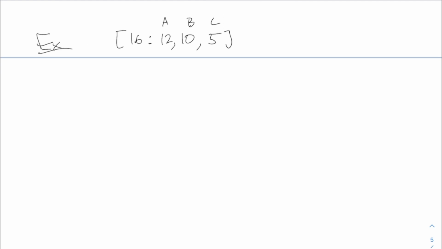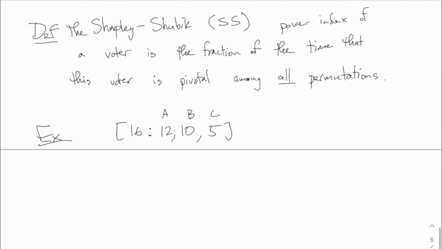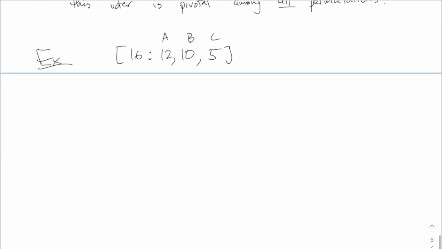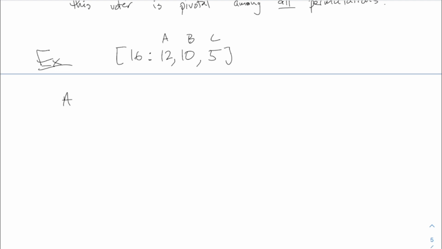And I said it's the fraction of the time that the voter is pivotal among all permutations. So what we have to do is write down all possible permutations of A, B, C. So we need to consider all permutations of A, B, C. That is all the different ways you could write A, B, C in different orders. And there's a few of them, I guess.